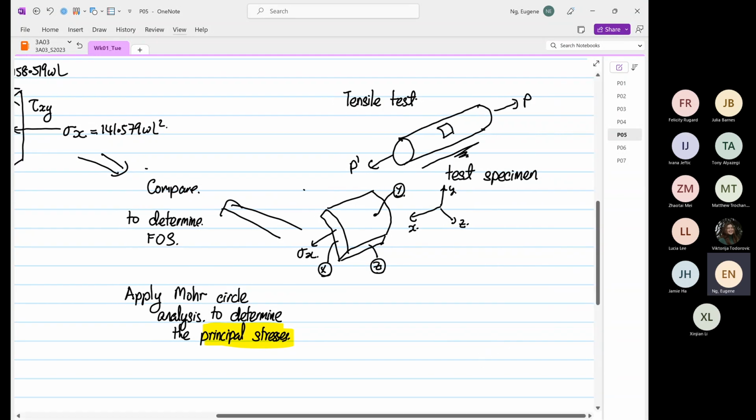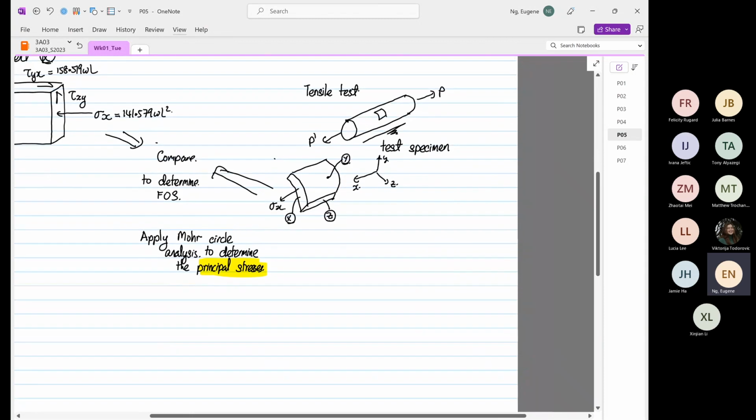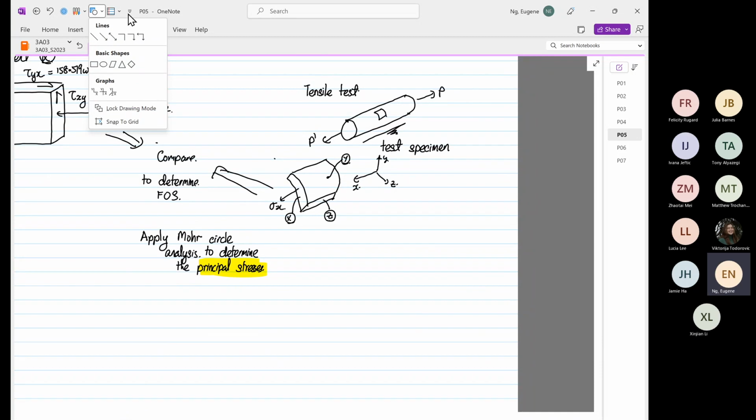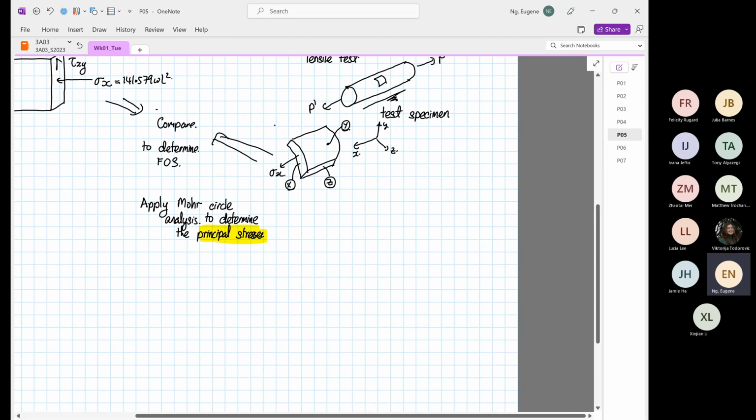So let's construct Mohr's circle for our tensile test. Don't panic, okay? As I said, this is just an overview of what you should be capable of doing after you have completed the course. Don't feel overwhelmed, okay? But I want to train your key competency. Once you are done, you are capable of doing all this, okay? So this is the so-called course expectation for all of you. So now let's do the tensile test first.